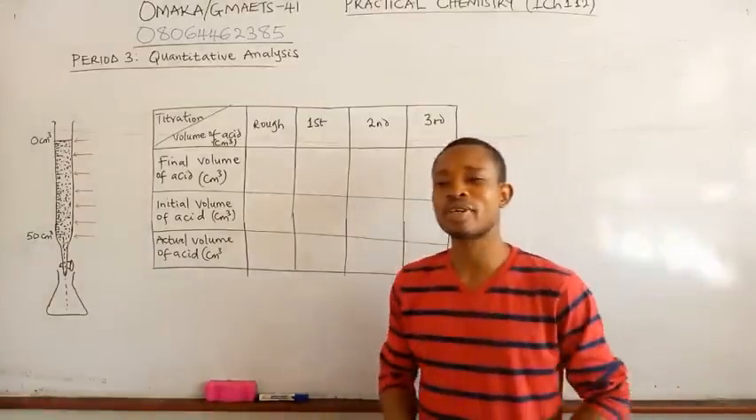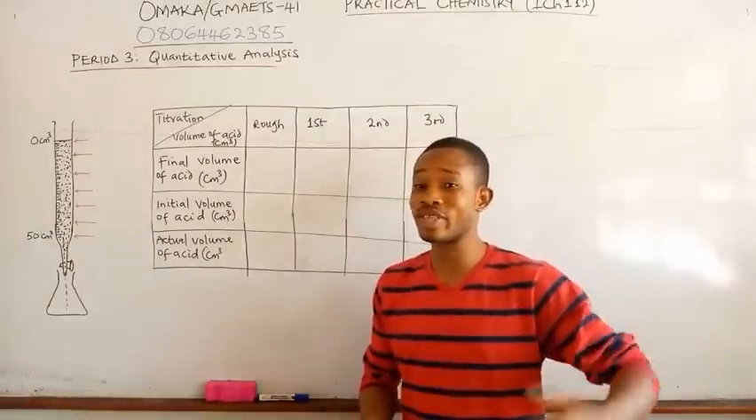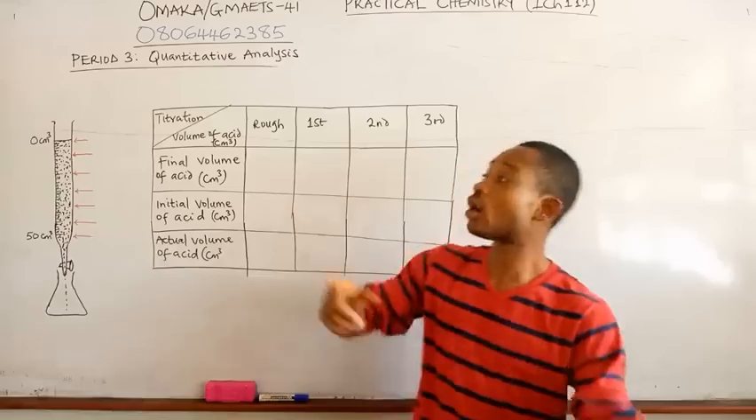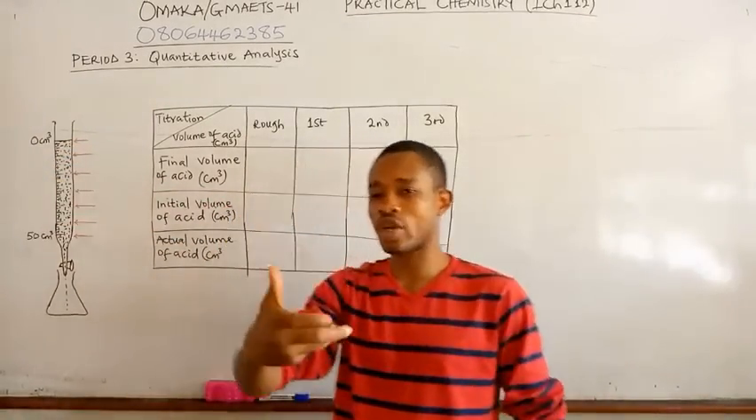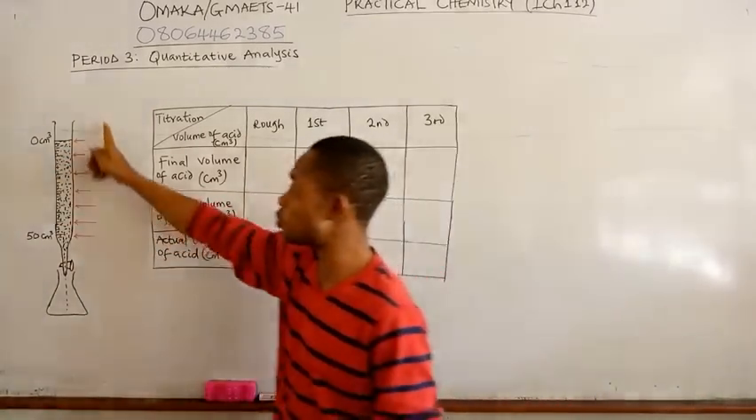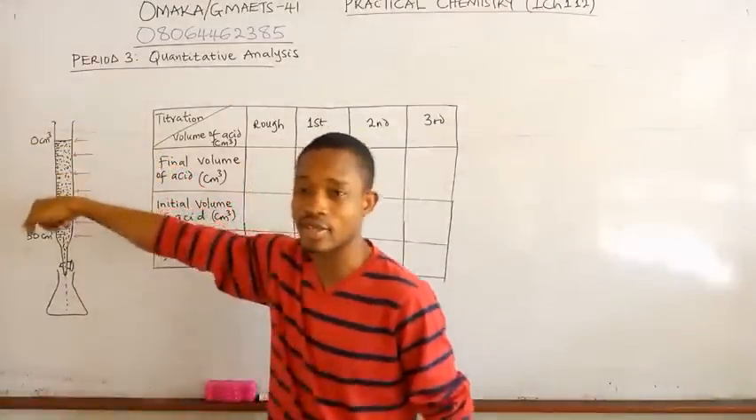Sometimes we run this experiment in the laboratory and we may just end up wasting acid, because we always want to make it up to this point 0. Now to start, you collect your acid and then you pour the acid into this burette.